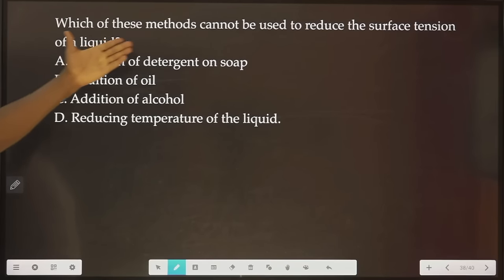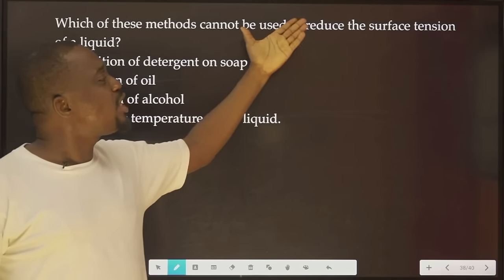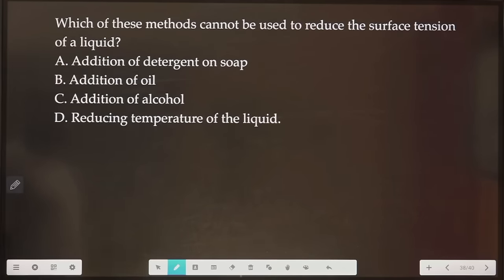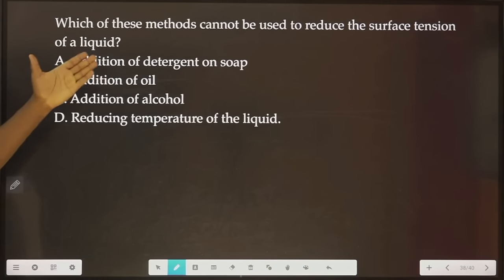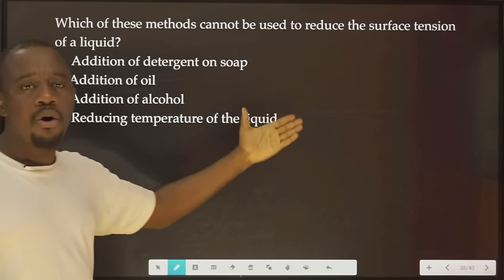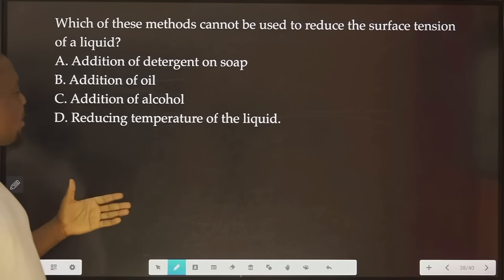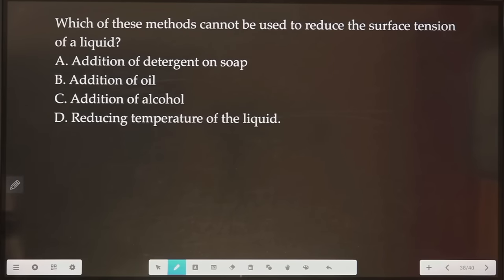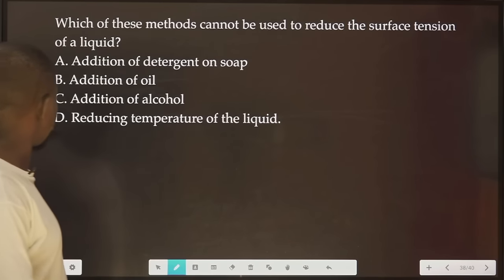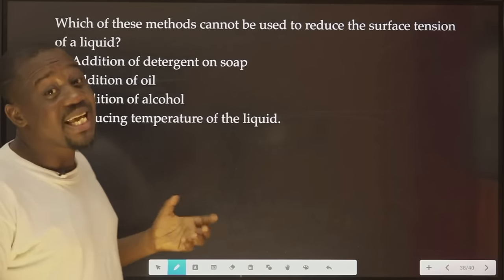Let's look at this. Which of these methods cannot be used to reduce the surface tension of a liquid? A, addition of detergent or soap; B, addition of oil; C, addition of alcohol; D, reduce the temperature of the liquid. This is the answer. Why is it the answer?